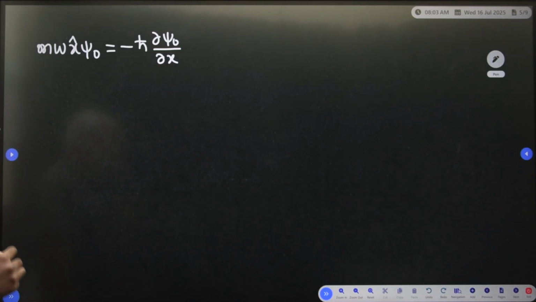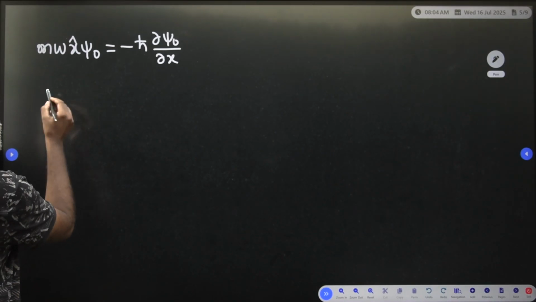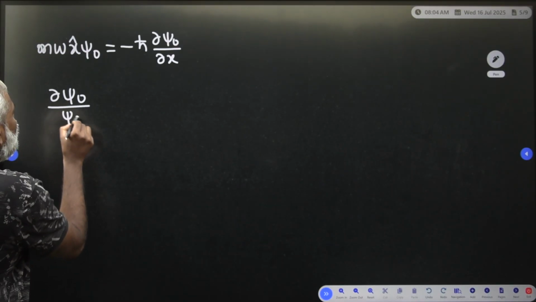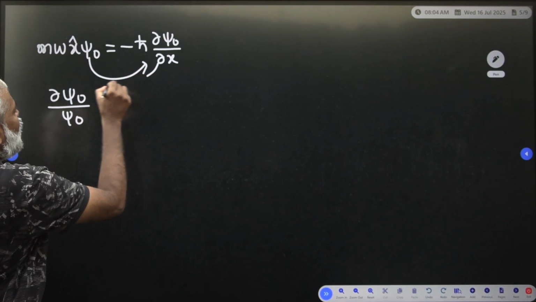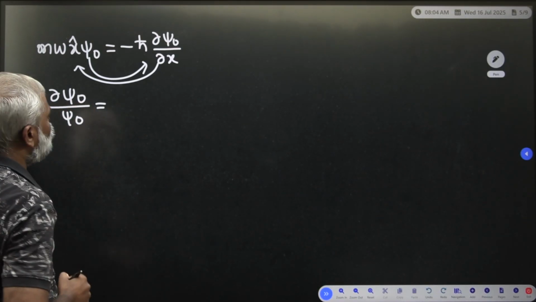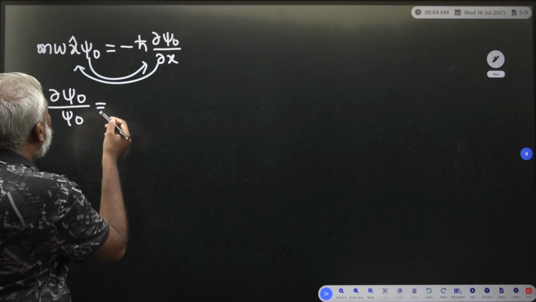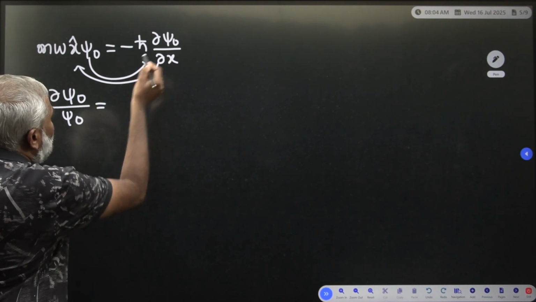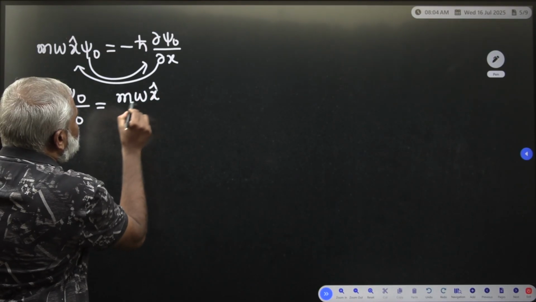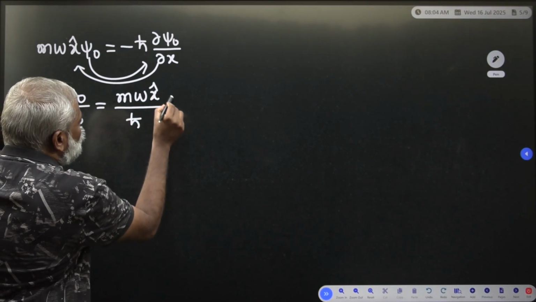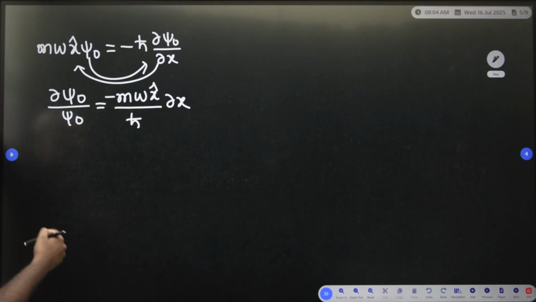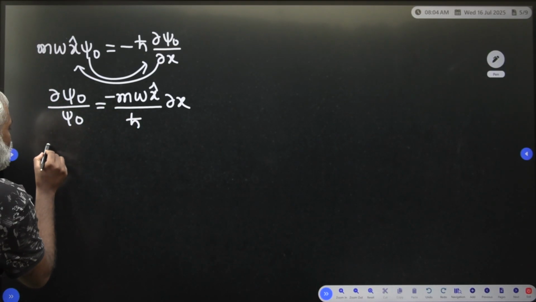I am rearranging this expression. How do we rearrange? dou psi 0 is divided by psi 0. This one you have to bring to this side, and this one to that side. So what will happen? You have dou psi 0 by psi 0 is equal to minus m omega x divided by h cut into dou x. Clear? Now you have to integrate on both sides.